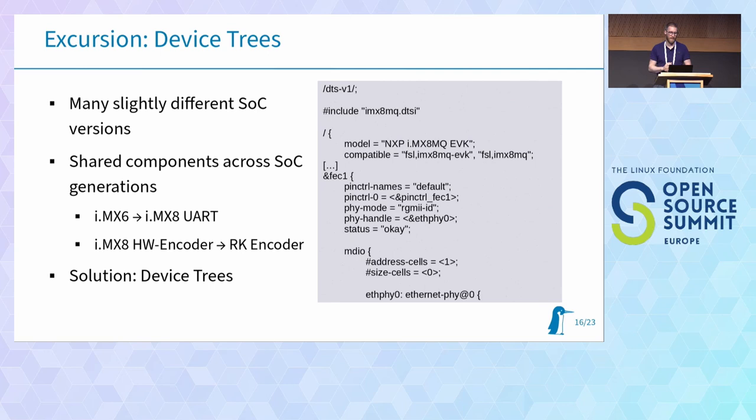And then lower down, we can see that we provide additional information for the FEC, which is the Ethernet controller. So we're going to set up some pin control handling, so which pins on the SoC are routed to which of the FEC hardware IP inputs. And we are also going to say the PHY, which does the communication to the outer world, is connected by RGMII. And then we're going to provide a PHY handle, and lower down, under the MDIO bus connected to our Ethernet controller, we have an Ethernet PHY. And this is also described within the system.